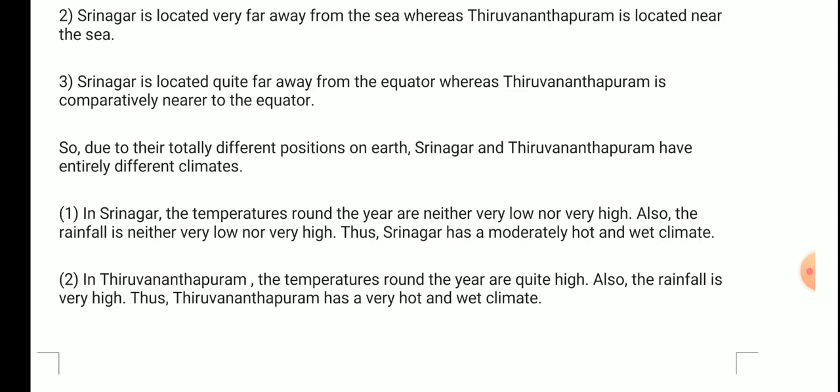In Thiruvananthapuram the temperatures around the year are quite high. Also the rainfall is very high. Thus Thiruvananthapuram has a very hot and wet climate.